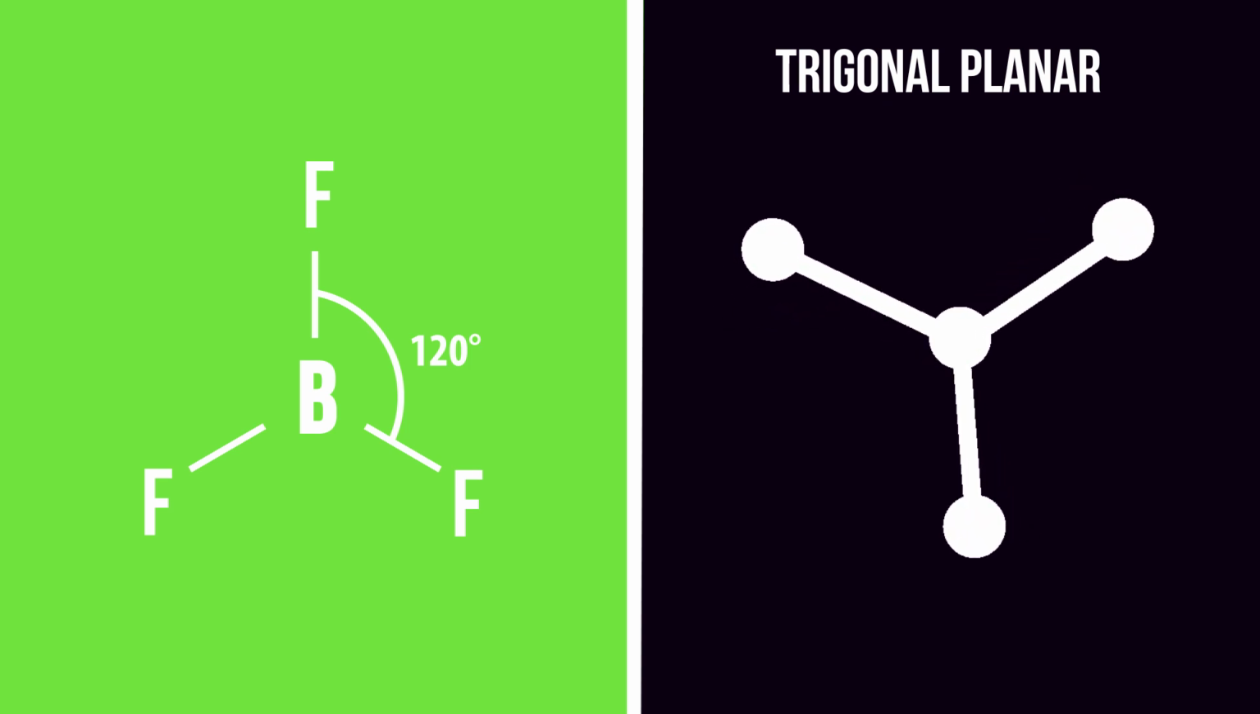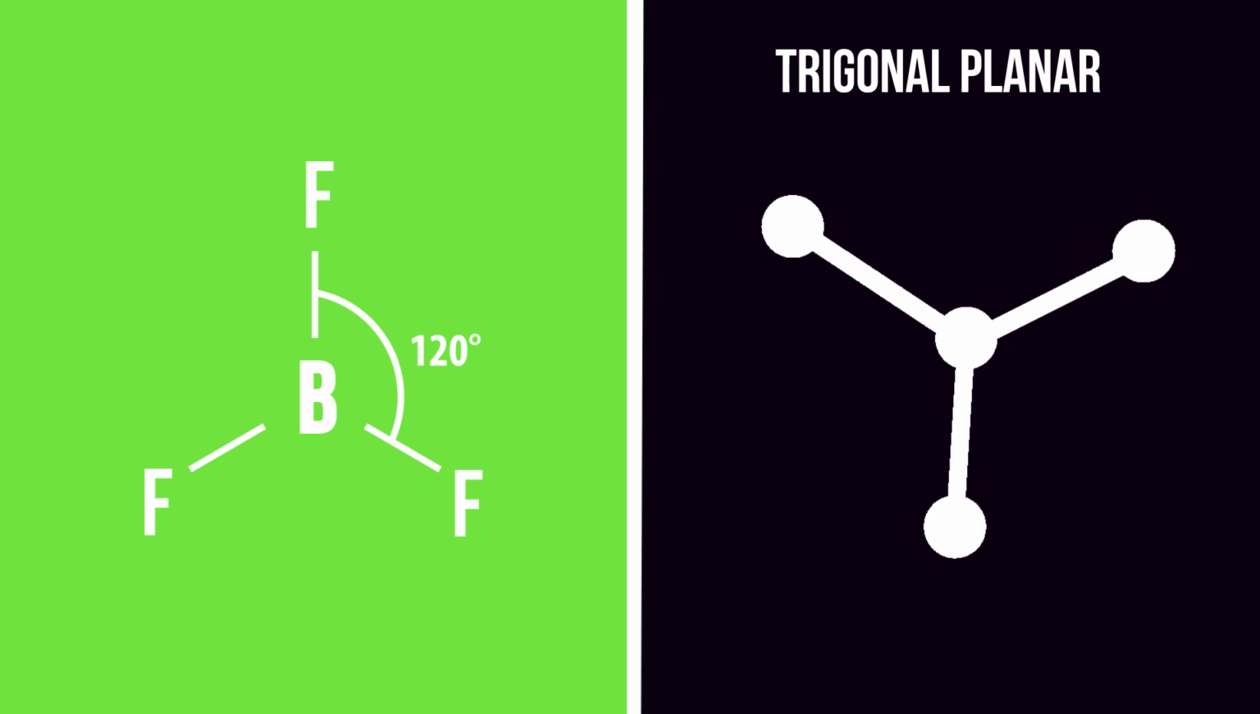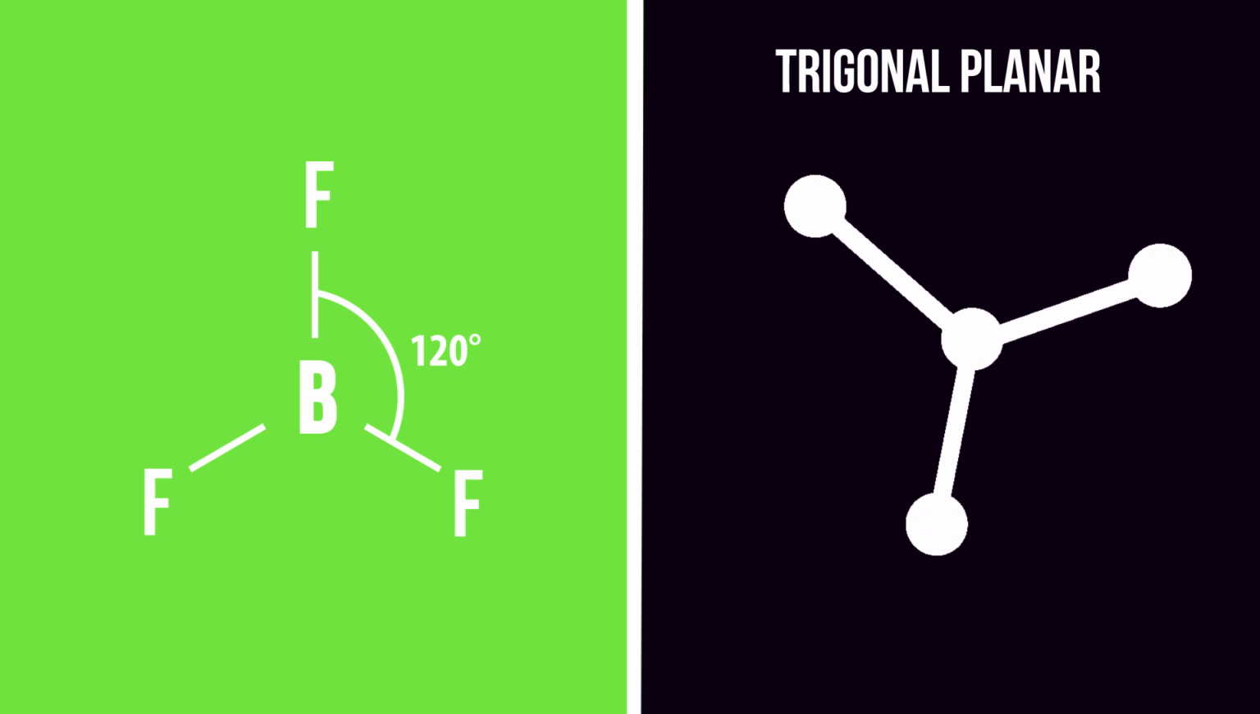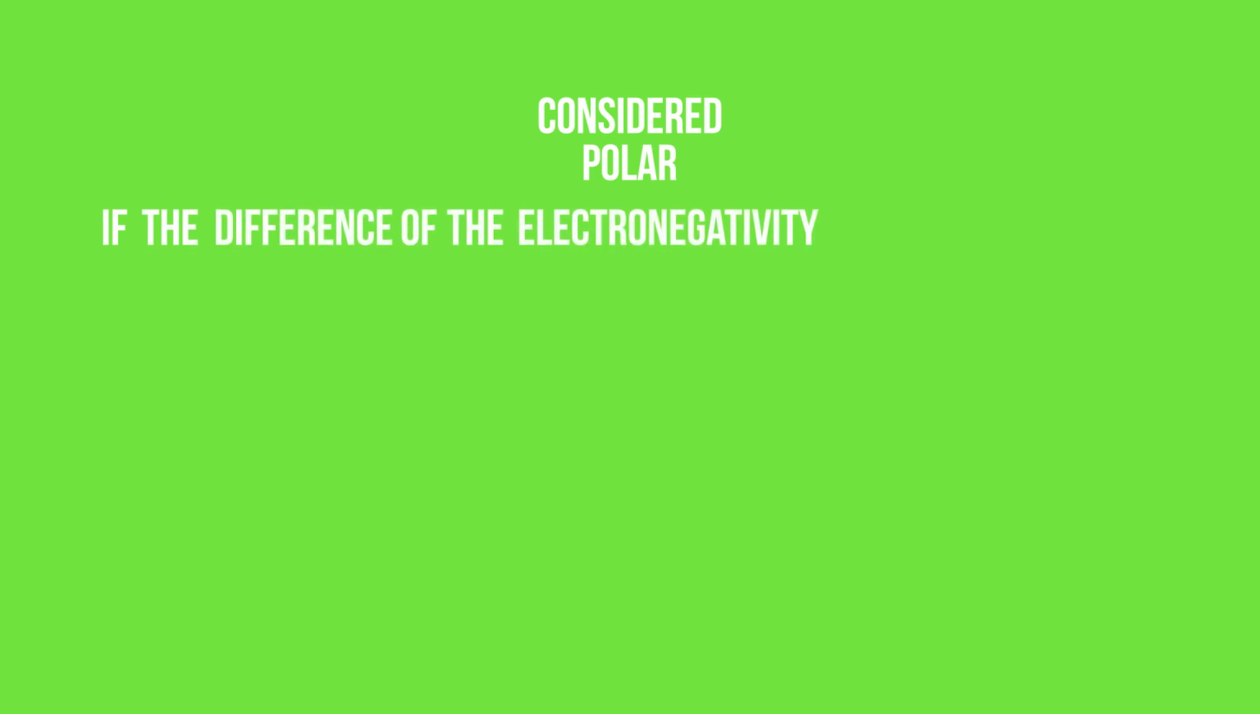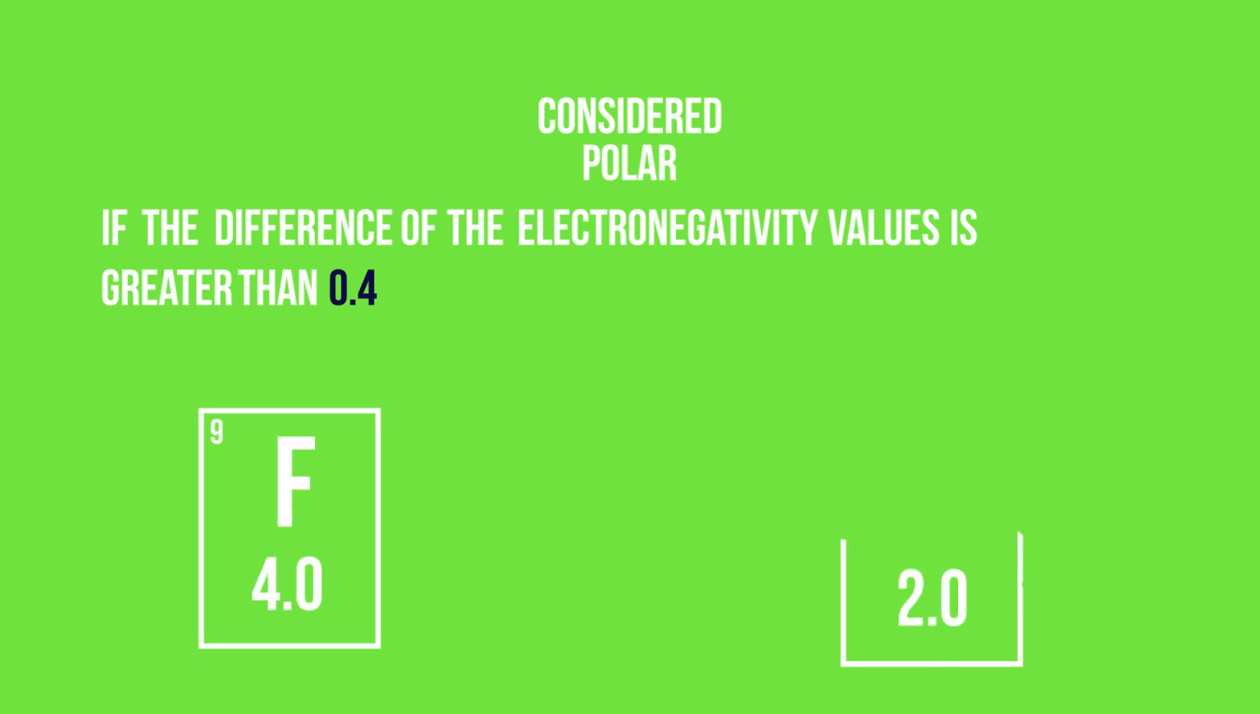However, I would also like to discuss the question of whether this molecule is polar or not. Now, the bond between two elements is considered polar if the difference of the electronegativity values is greater than 0.4. We can see that the difference between fluorine and boron is 2.0, which is way above 0.4. Because it has polar bonds, we might consider this molecule to be polar.